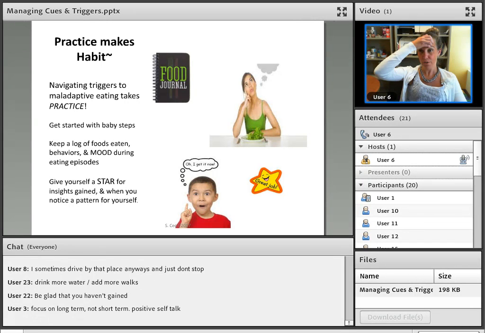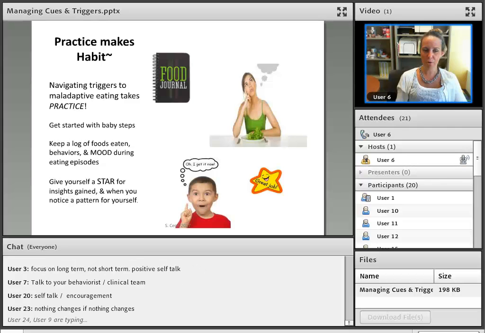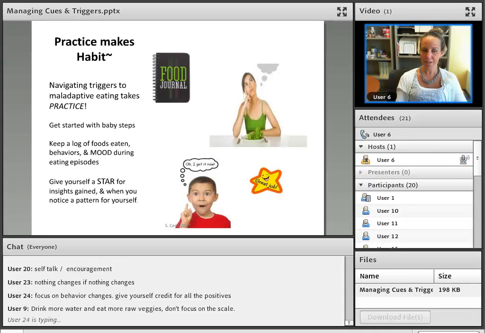So we have one person who's saying, reframe and focus on the positive of not gaining. Focus on the long term, not the short term, which is great. Talk to your behavioral clinical team. Nothing changes if nothing changes, which is sort of a mantra of, keep making changes, keep working at it. Focus on the positives, which is a great input.